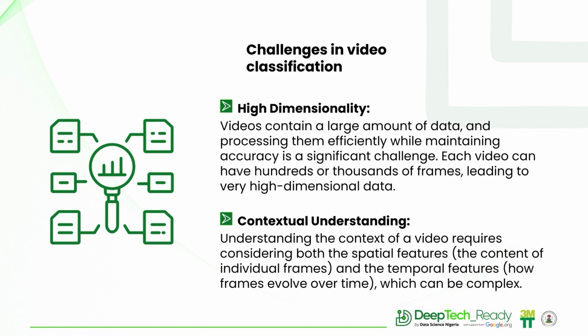So understanding the context of a video requires considering both the spatial feature, that is the content of the individual frame, and the temporal feature, how the frames evolve over time, which can be very, very complex. These are some of the challenges that you should be very aware of when it comes to computer vision. The more you advance in computer vision, there are very few people that solve problems like this. So these are some of the challenges.